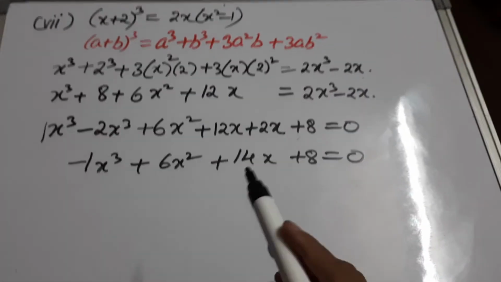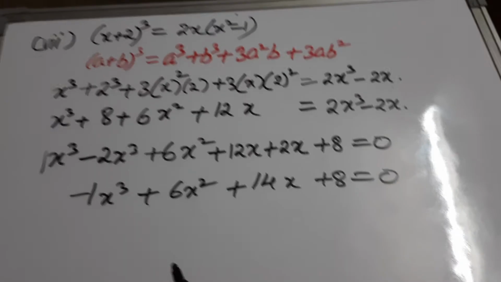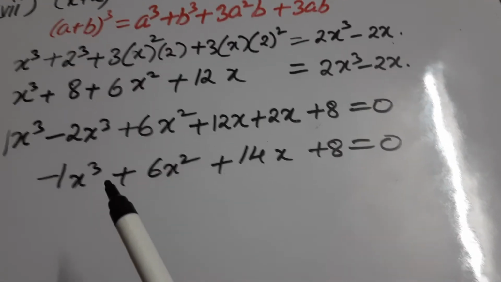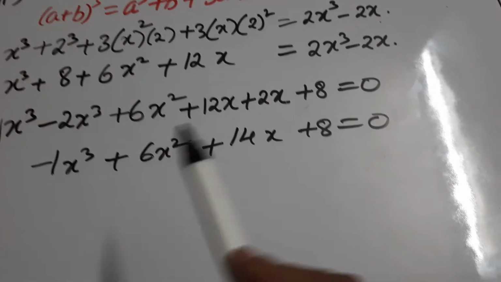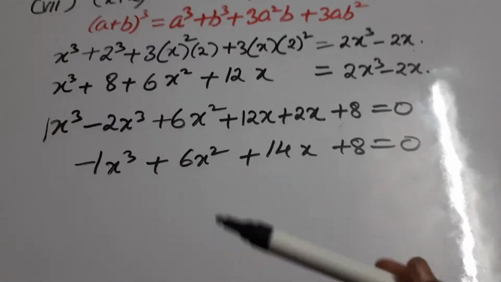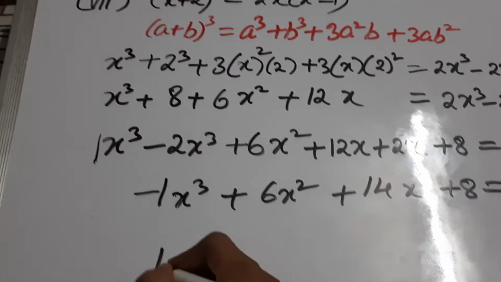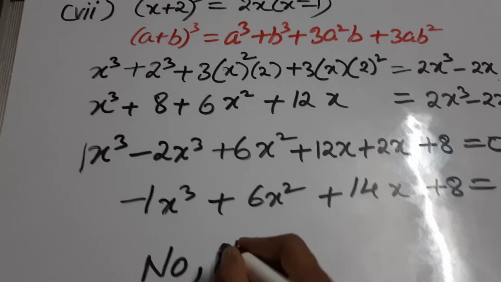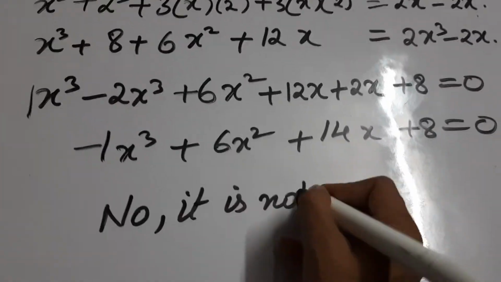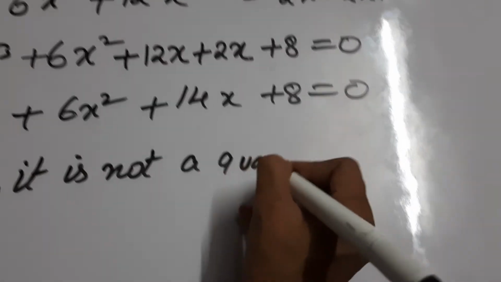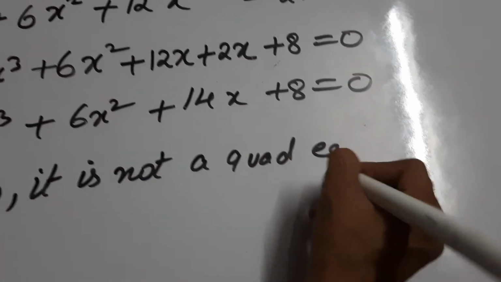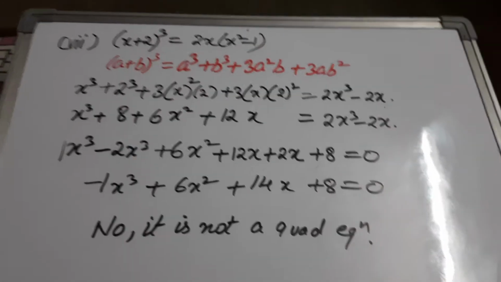So no other like term is left. Now let us check the degree of this equation. Highest degree 3, 2, 1, 0. So highest degree is 3. So what is the answer? The answer is no. It is not a quadratic equation. So I hope it is clear to you.